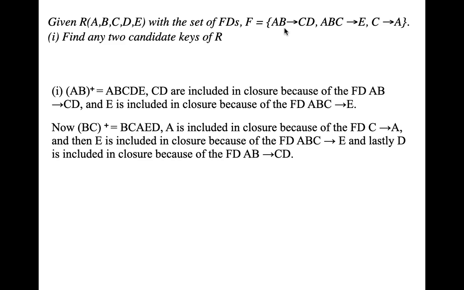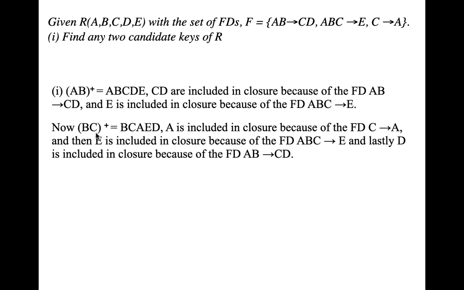So how to find the closure, once more I can revise. AB closure contains AB, and as AB gives CD, it contains ABCD. Using this, since ABC is already in the closure and ABC gives E, E is also added. So we get all the attributes using AB.